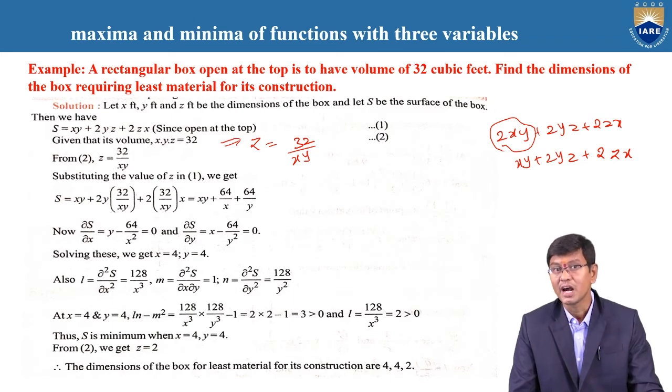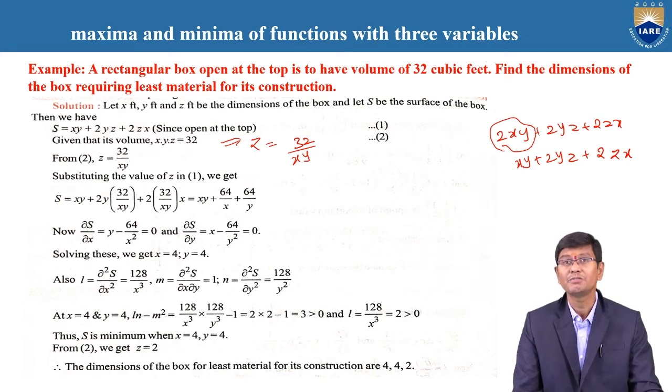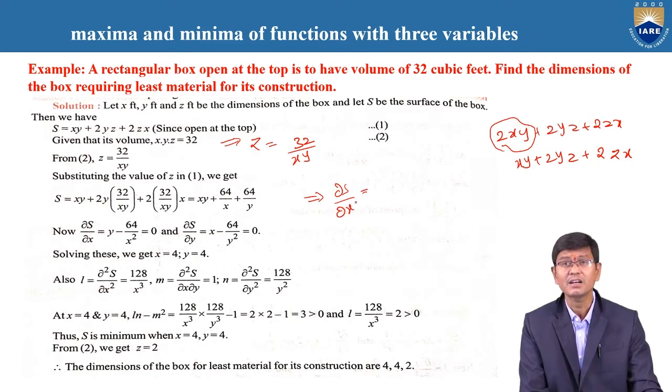Once again, we need to find the stationary points, so we take partial derivatives with respect to x and y: dou S by dou x and dou S by dou y. For dou S by dou x, we differentiate with respect to x partially, treating y as a constant. So dou S by dou x is y plus 0 minus 64 by x square.